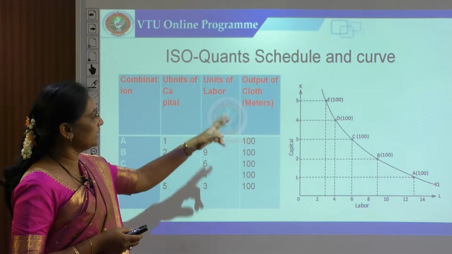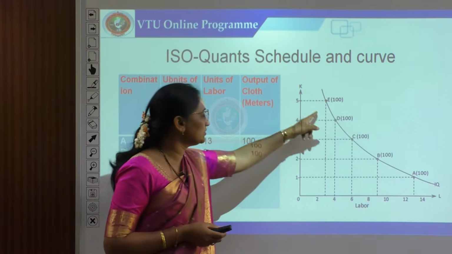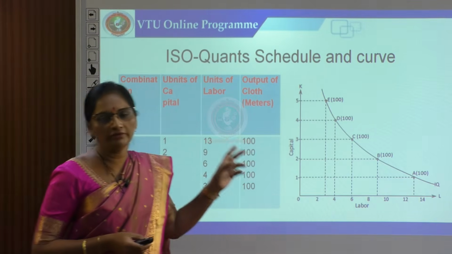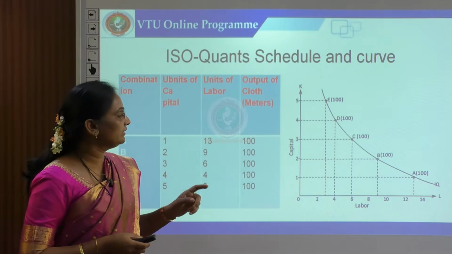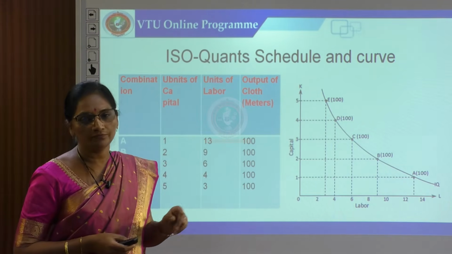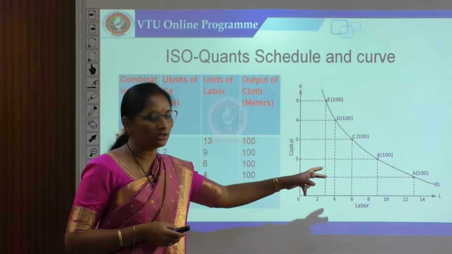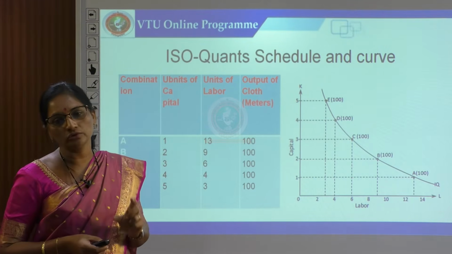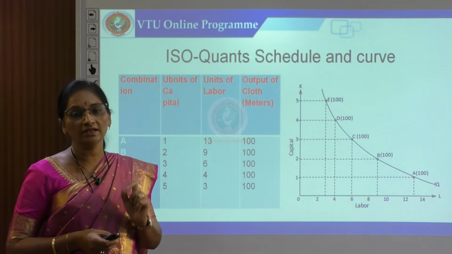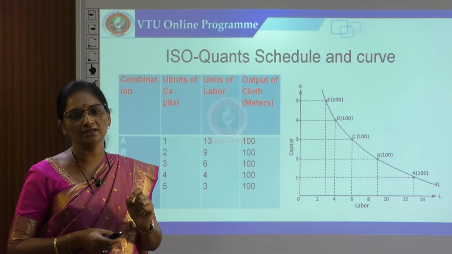But here in the graph what we are understanding is, when we join all the points, all the combinations, we will get the isoquant curve. This is called the isoquant curve. The isoquant curve is always sloping downward. Why? Give the reasons, it might be a question in the examination.